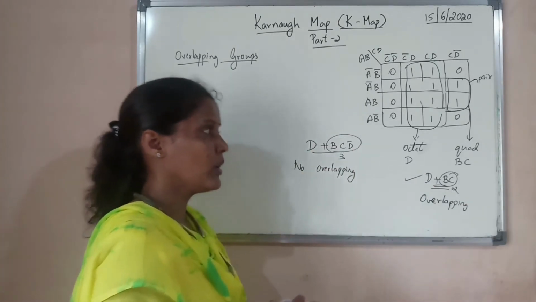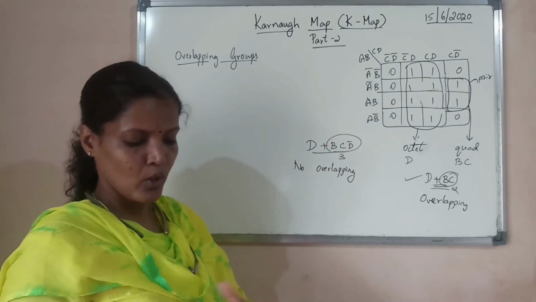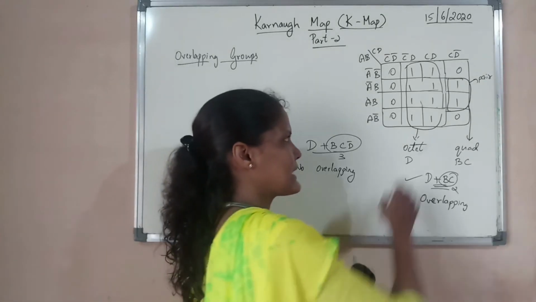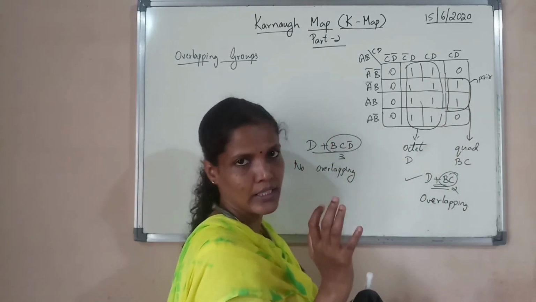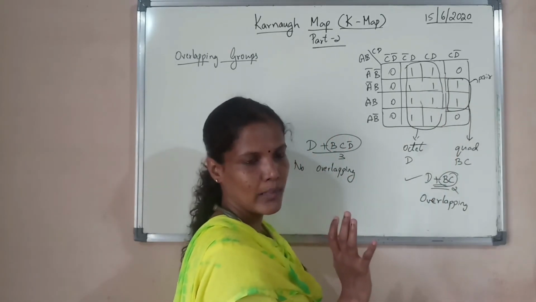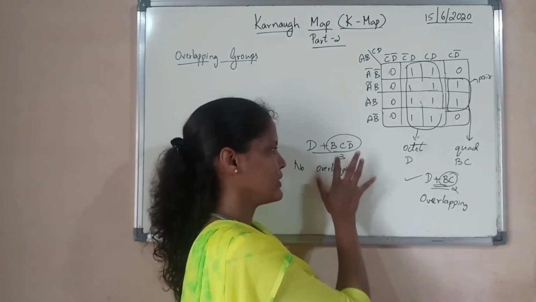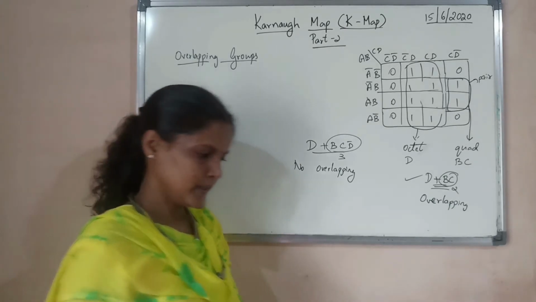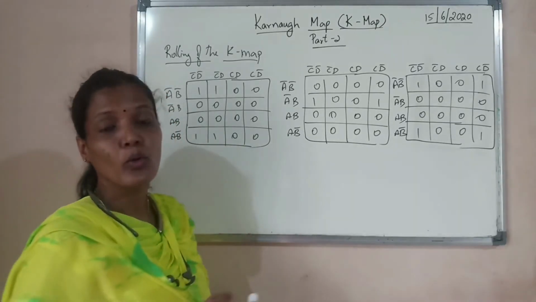So we are going to group using this overlapping grouping also. Overlapping groups means the ones can be grouped in more than one group. So that is all about the overlapping grouping. Overlapping grouping is more advantageous compared to grouping without any overlapping. Clear? Now we'll move on to the next topic in K-map, that is called rolling of the K-map.